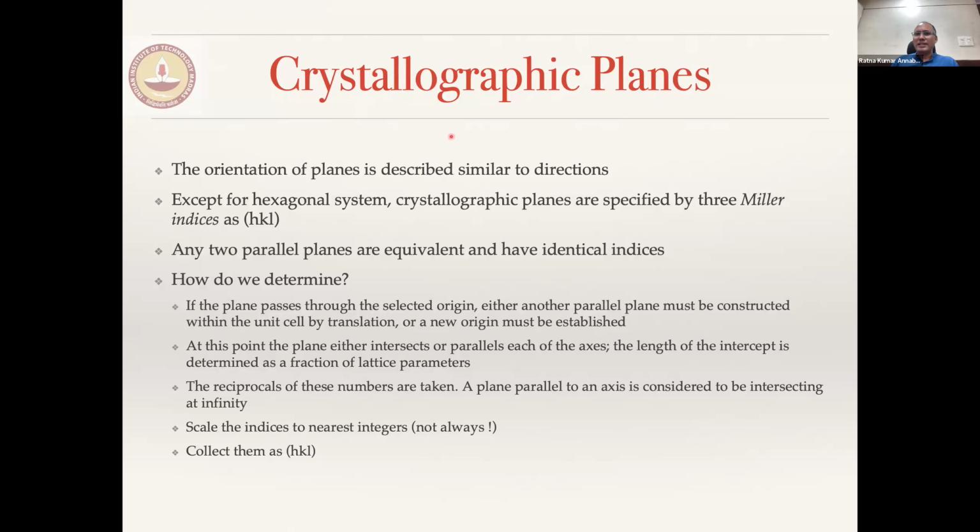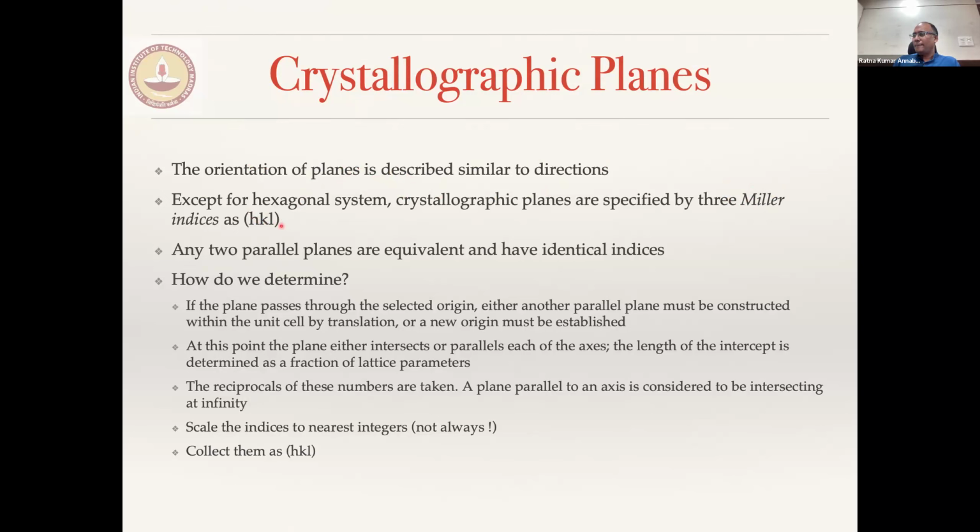Okay. So now let us look at the representation of crystallographic planes. The orientation of a plane is described similarly to directions, and whatever indices we use for representing a point or direction, we are now going to use for the planes. These indices are called Miller indices. They are named after a crystallographer called Miller. For a plane, these indices are represented by H, K, and L in a parenthesis.